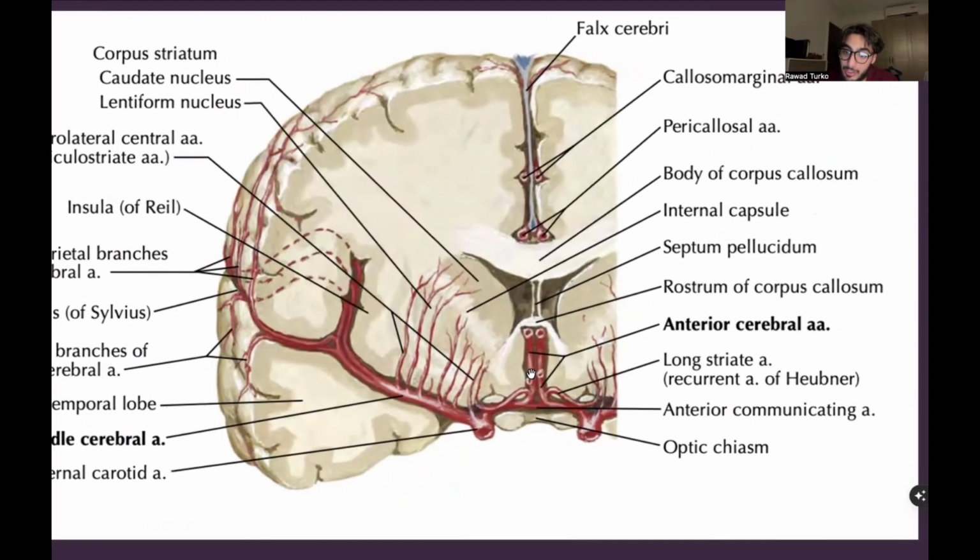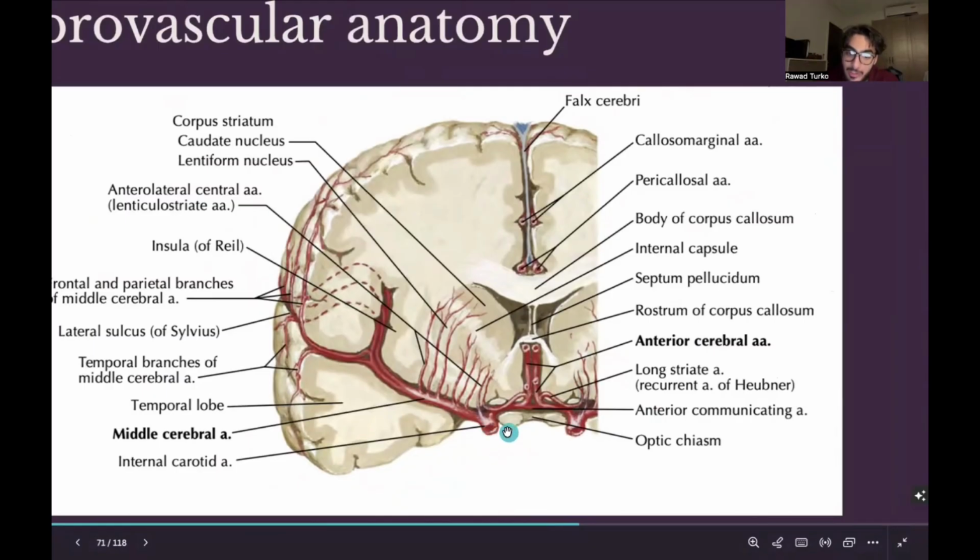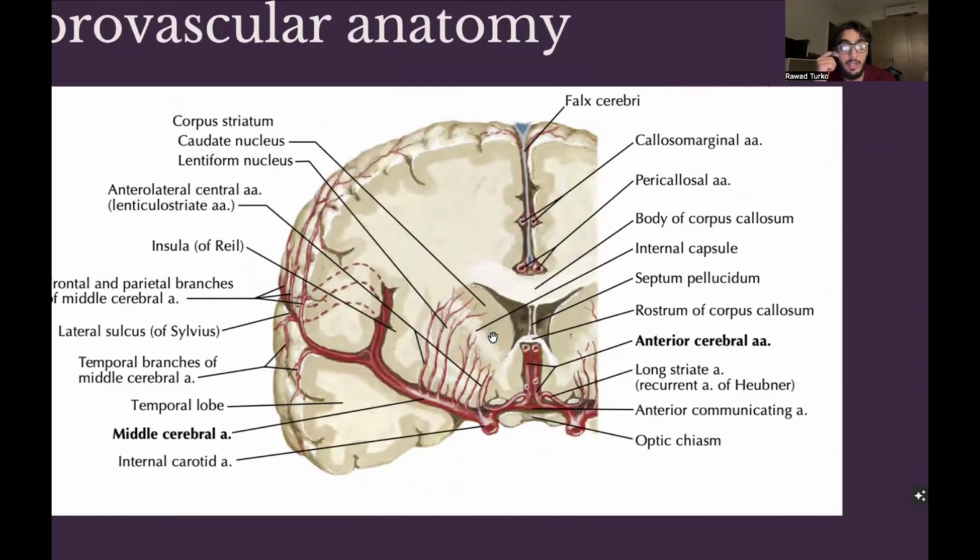The anterior choroidal is coming up like this. I guess it's proximal to where this cutoff is here, so it's not very visible. But you'll see that these structures, these arteries, all of them are very, very important. So the lenticulostriate arteries coming from the MCA, extremely important, as well as the anterior choroidal coming off the internal carotid. Okay, and then you have the ACA here.